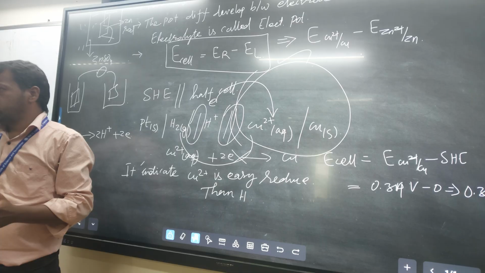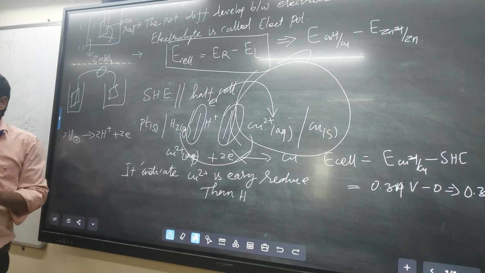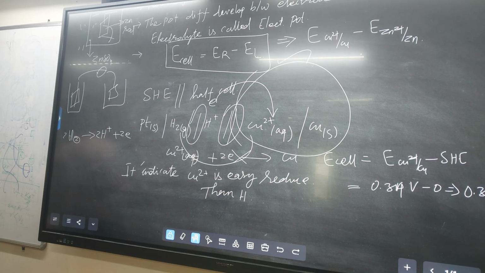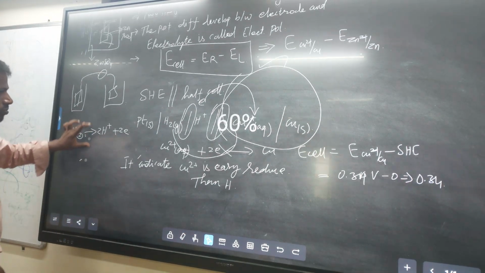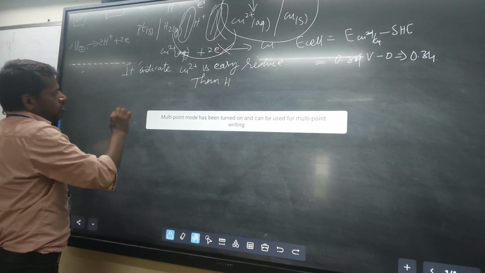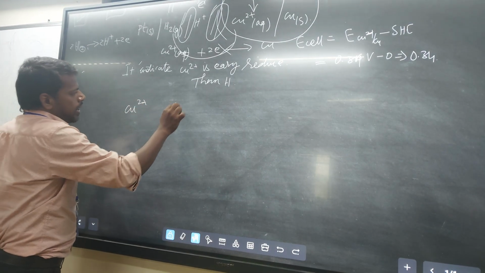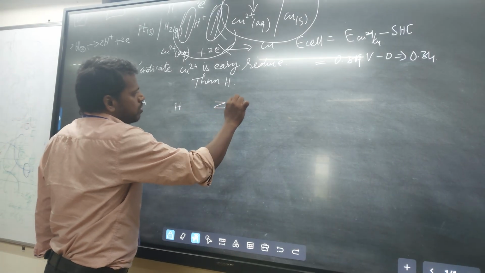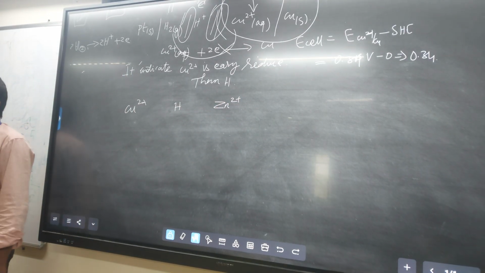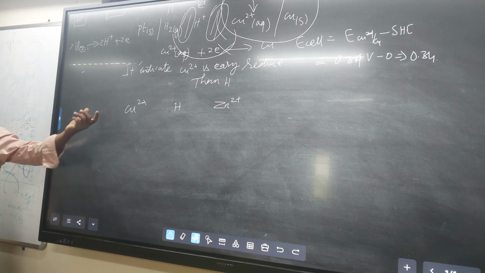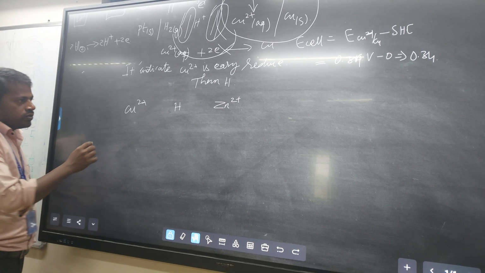That's it. Right? Now you arrange copper, hydrogen, zinc in the order of reduction potential. Which one is easy to reduce? Which one is tough to reduce? You arrange copper 2 plus, hydrogen and zinc. Which one is easy to reduce? What is the reduction potential value of copper?